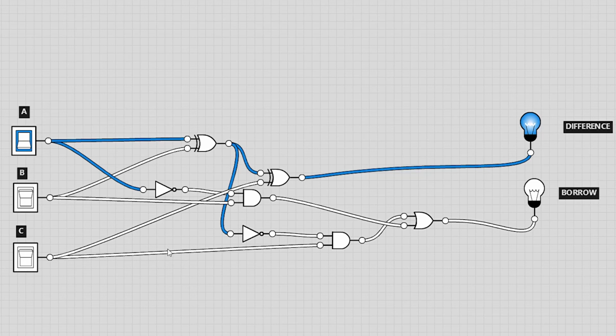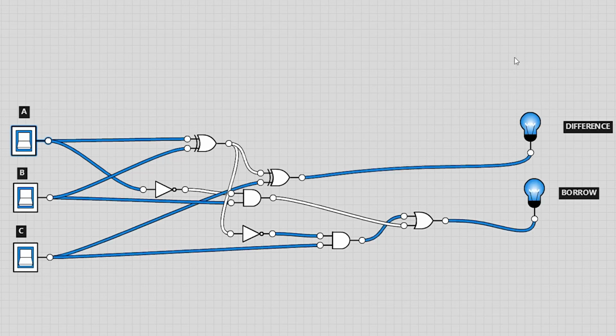When A is 1, B is 0 and C is 1, borrow will be 0, difference will be 0. When A is 1, B is 1 and C is 0, the borrow will be 0, difference will be 0. When A is 1, B is 1 and C is 1, difference will be 1, borrow will also be 1.